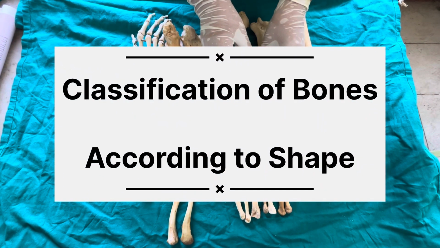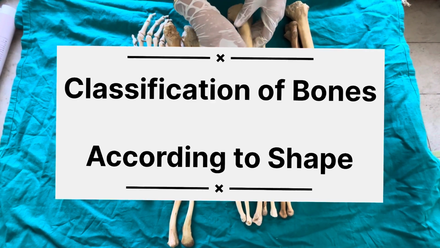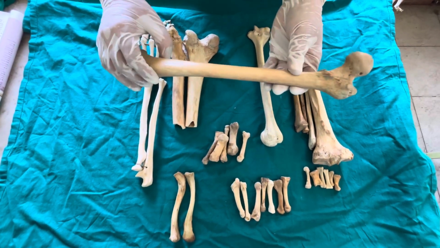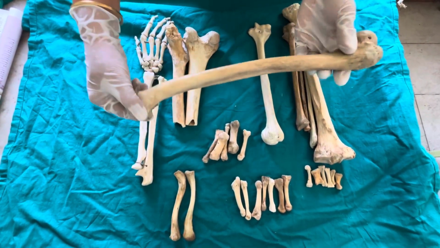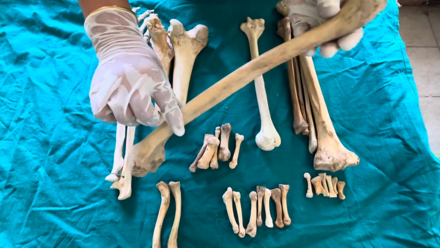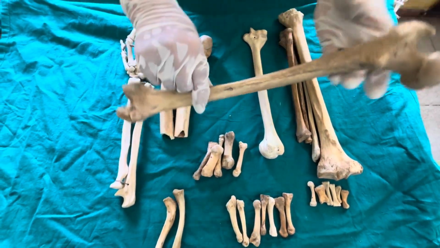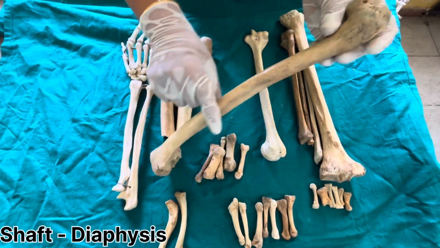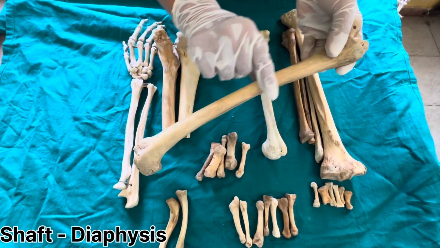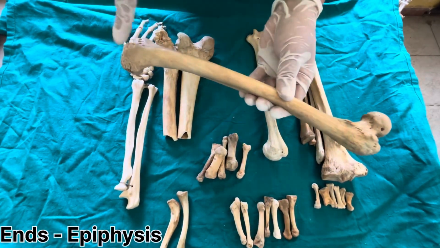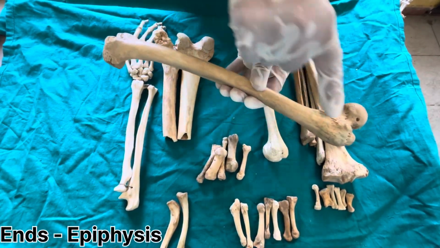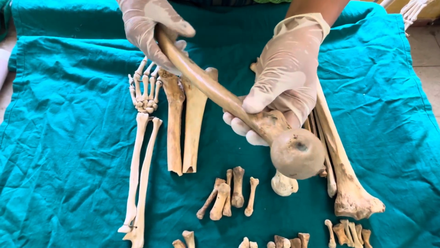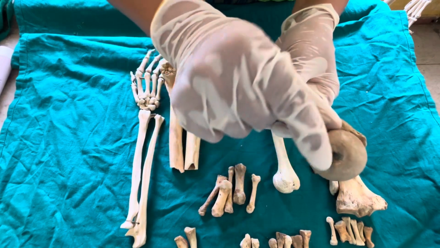Classification of bones according to their shape. Here you can see this one, a long bone. A long bone has an elongated cylindrical shaft, also known as the diaphysis, and two ends, known as epiphyses. The two expanded ends have a smooth articular surface.